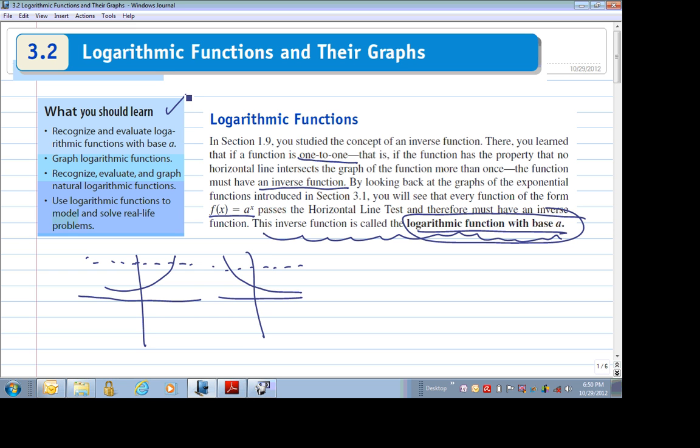Couple things that we should learn. We should learn to recognize and evaluate logarithmic functions with base a. We should graph them, and those two things are what we're going to do today. We're also going to recognize, evaluate, and graph natural logarithmic functions. We'll talk about natural logarithmic functions tomorrow. That's the same thing except our base is e, just like the natural base e with our exponentials. And then we're going to use them to model and solve real-life problems. All right, let's keep moving on.